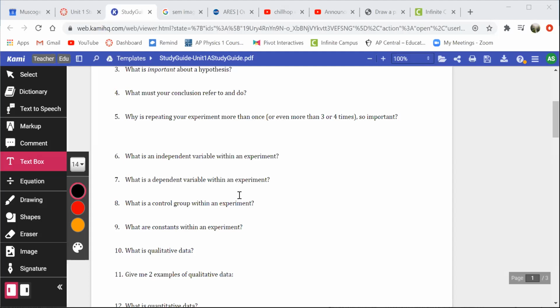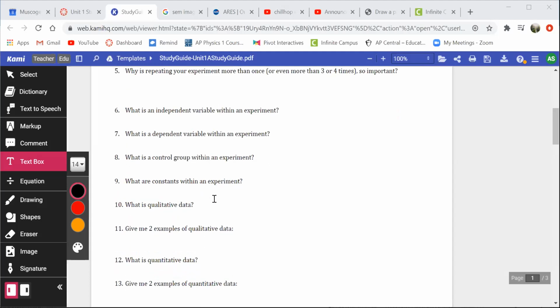What is our control group within an experiment? The group in which you don't change anything. So exactly, the control group is the one that you are controlling to be normal. It is your baseline or your reference group. This is what you want to compare anything that you changed back to, to see if there is a difference. You have to have a baseline to compare to, and that's what your control group is for. All right, what about constants within an experiment?